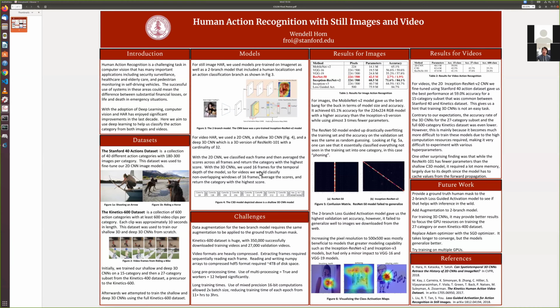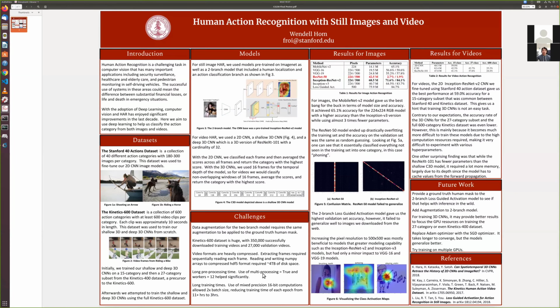For video action recognition, I used a 2D CNN that I trained from the image action portion. And then I trained a shallow 3D CNN and a deep 3D CNN using the Kinetics 600 dataset.